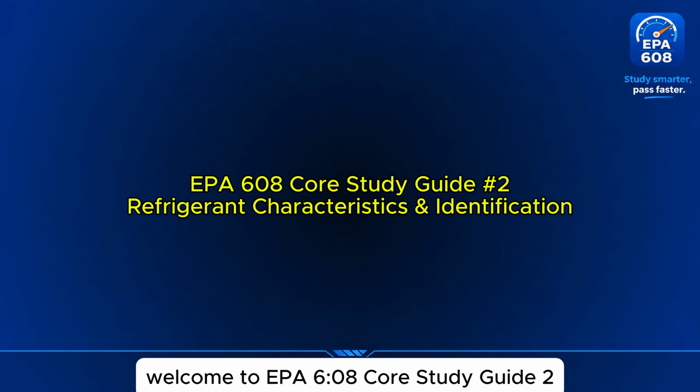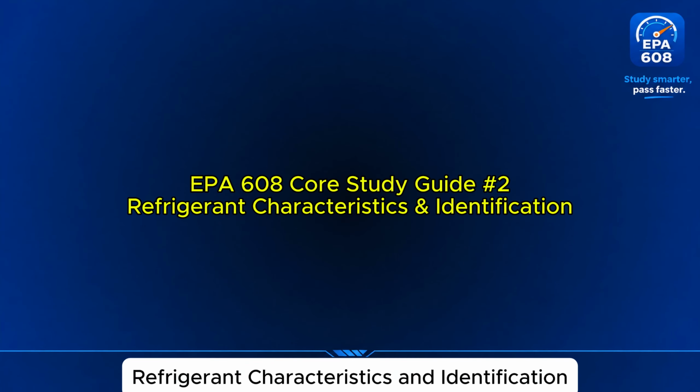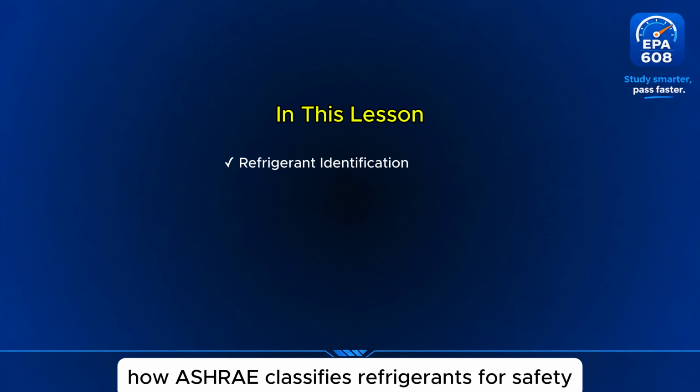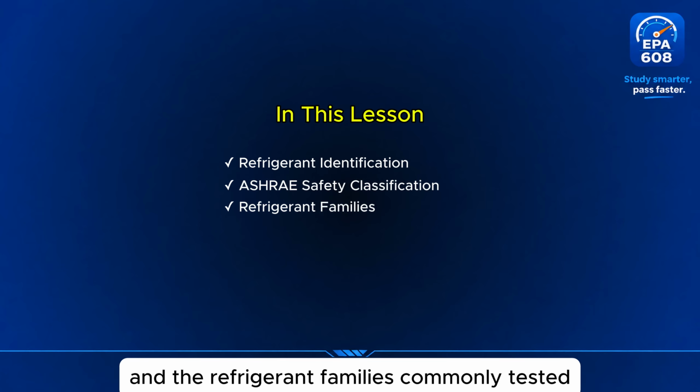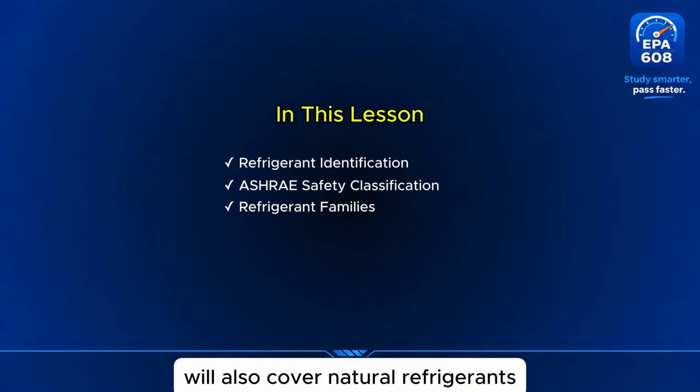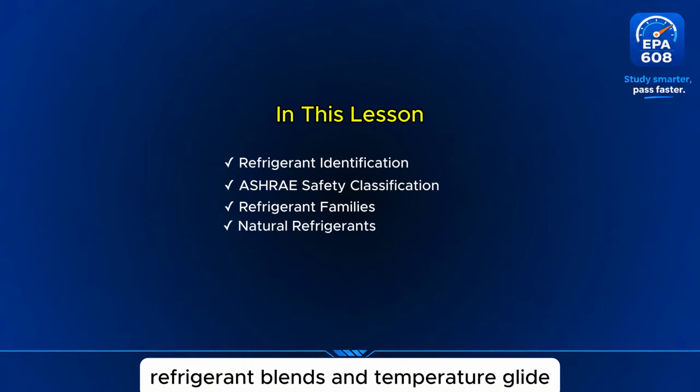Welcome to EPA 608 Core Study Guide to Refrigerant Characteristics and Identification. In this lesson, we'll learn how refrigerants are identified, how ASHRAE classifies refrigerants for safety, and the refrigerant families commonly tested on the EPA 608 exam. We'll also cover natural refrigerants, refrigerant blends, and temperature glide.